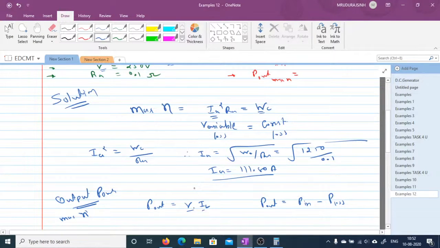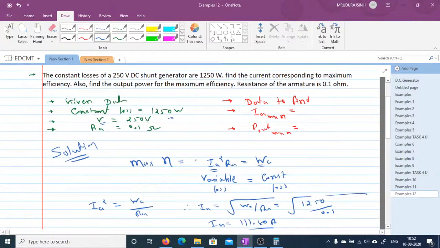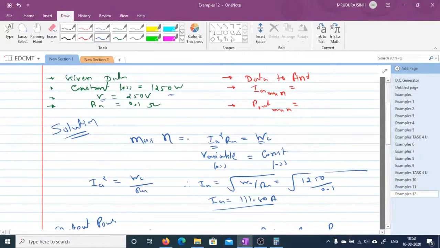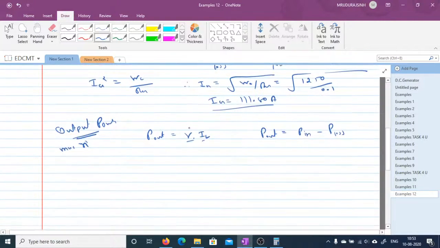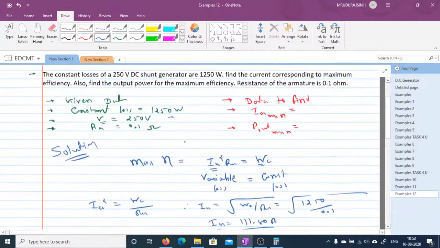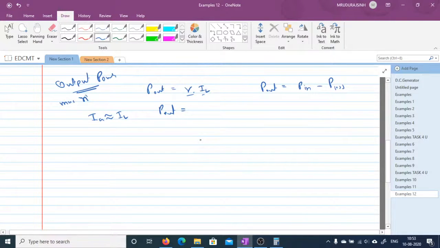Now let me tell you that to find IL we require the load resistance or the total output power, but that we need to find. So anyway we cannot find load current directly without assuming some data. So what we will do over here, we will assume that IA, armature current, is almost equal to IL, because we have solved many previous examples, and in those previous examples also we have seen that armature current is almost equal to the load current, and we have just found the armature current. So we will take this armature current almost equal to the load current and try to solve the P output.